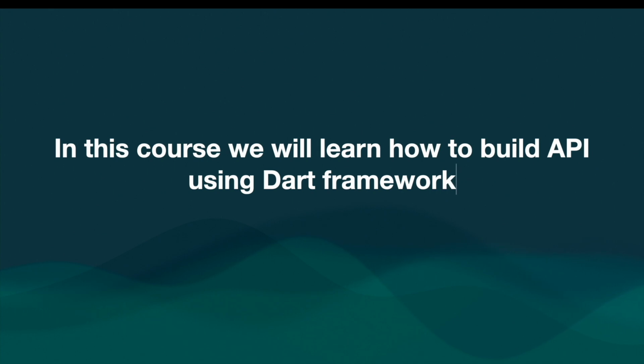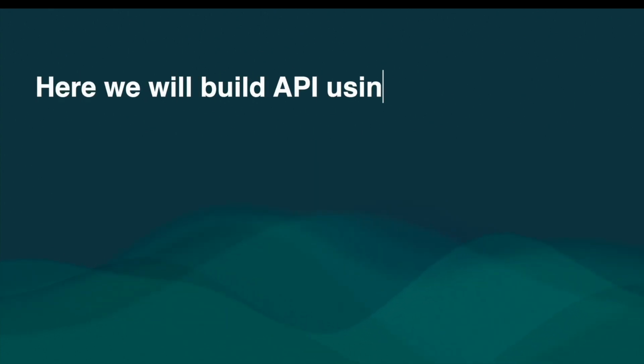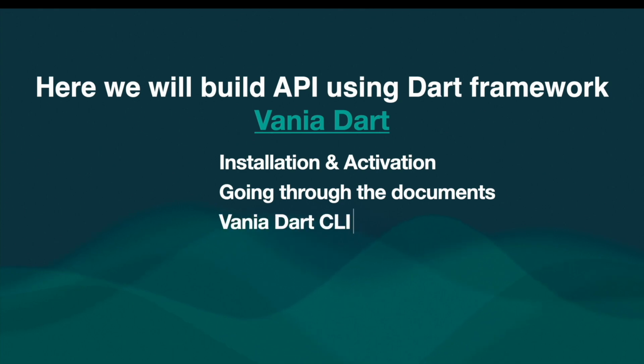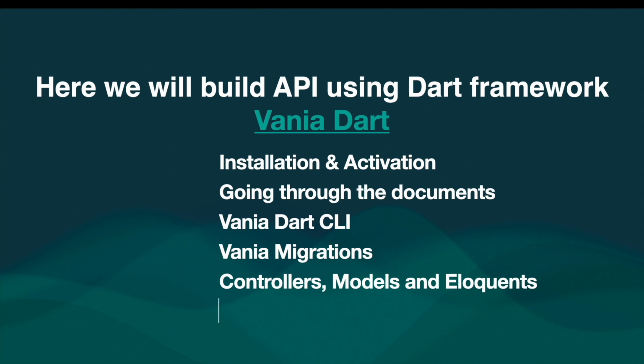In this course, we'll learn how to build an API using the Dart framework. For building the API, we are going to use Vania Dart. For Vania Dart, we are going to cover installation and activation, going through the documents, Vania Dart CLI, Vania migrations, controllers, models, and Eloquent, building the API, and testing the API.